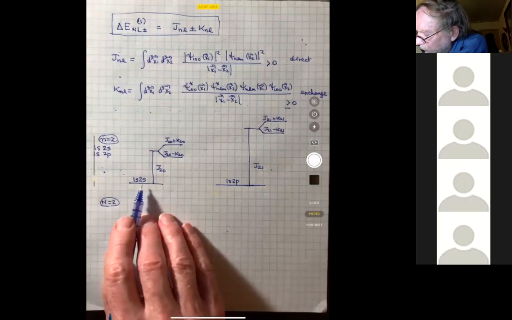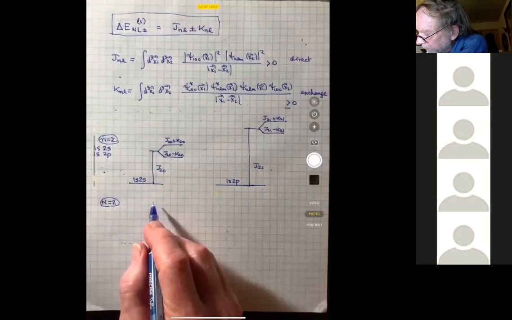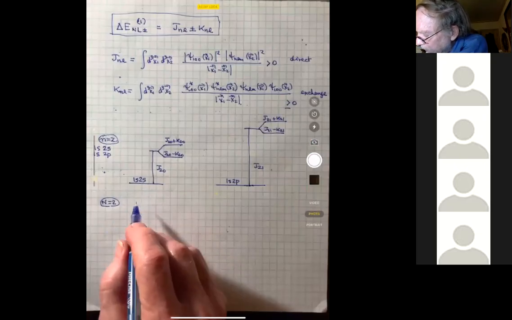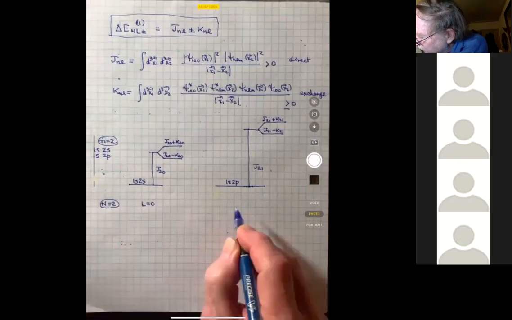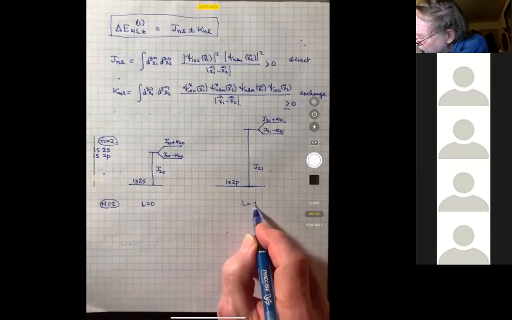If the lowercase l quantum number is 0, that is to say the 1s 2s state, then the capital L quantum number is 0 also. So these are the S states here. These states here are capital L equals 0, whereas these states over here are L equals 1. That's because these came from the P.